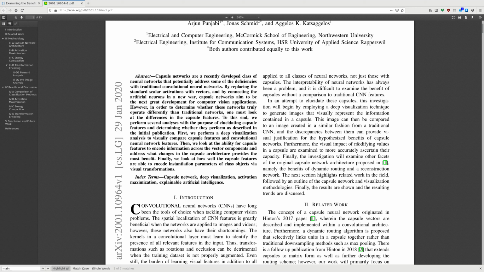Furthermore, the visual impact of modifying values in the capsules is examined to more accurately ascertain their capacity. Finally, the investigation will examine other facets of the original capsule network architecture proposed in one, namely the benefits of the dynamic routing and reconstruction network. The next section highlights the related work in the field, followed by the outline of capsule network and visualization methodologies. Finally, the results are shown and resultant trends are discussed.